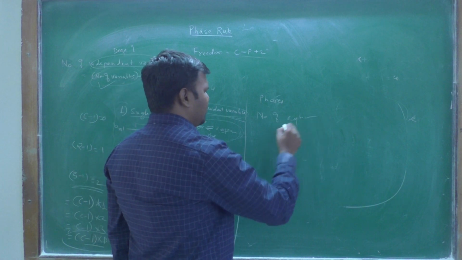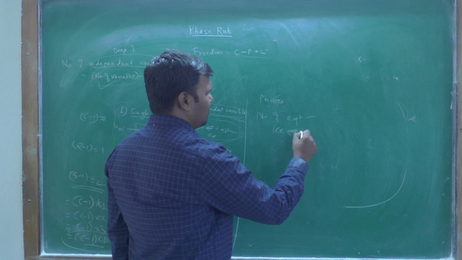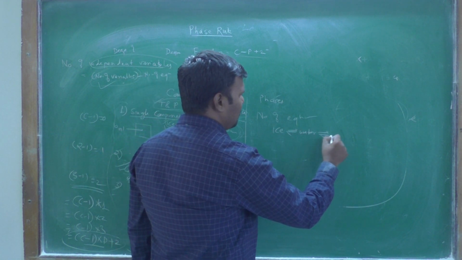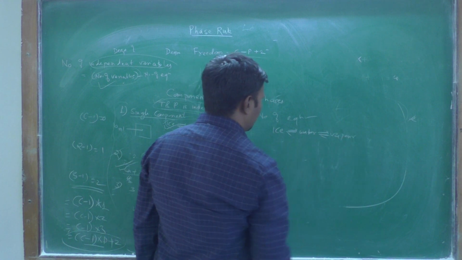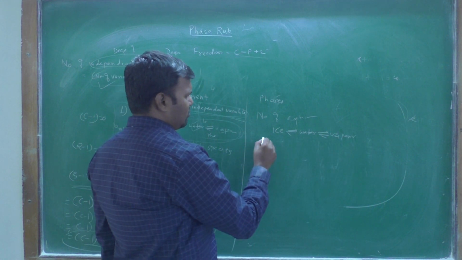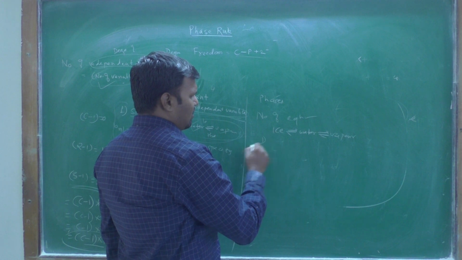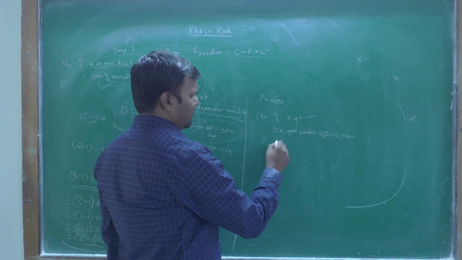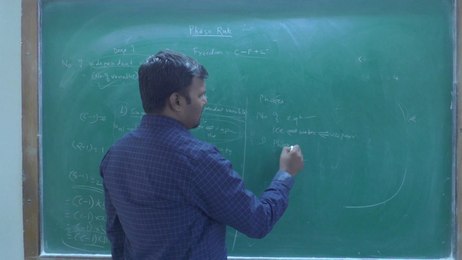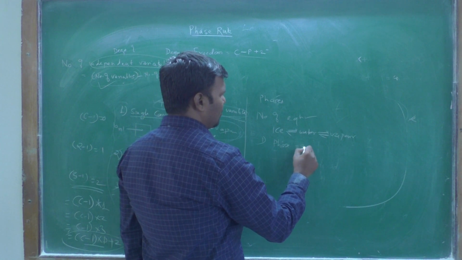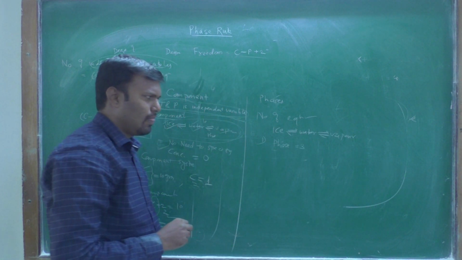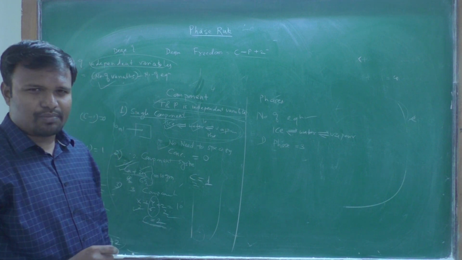Suppose we have ice in equilibrium with water, and water in equilibrium with vapor. In this case we consider that there are only 3 phases: ice, water and vapor.